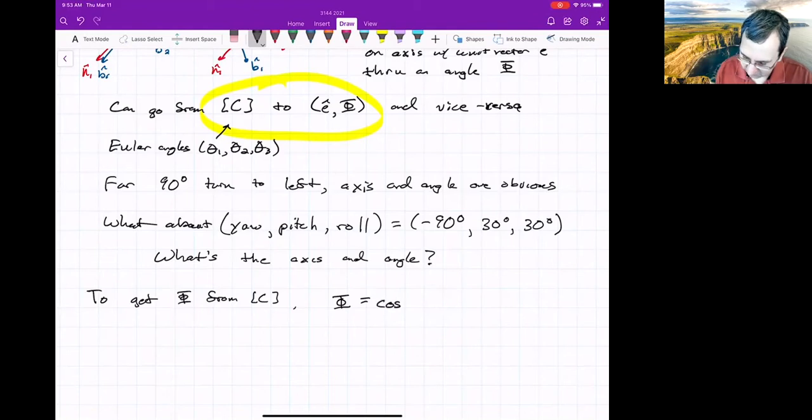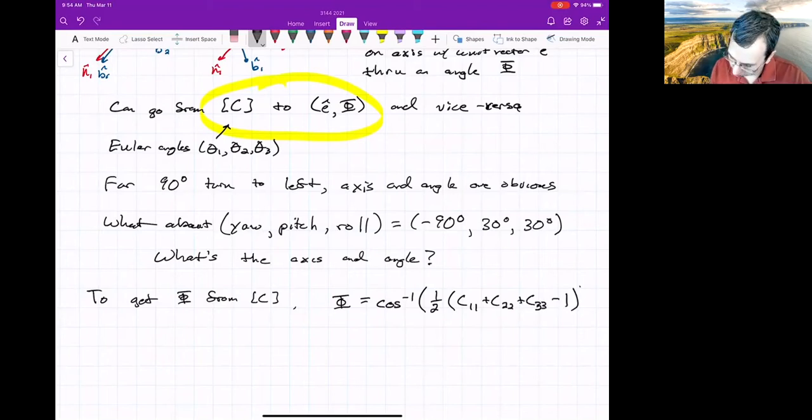I'll write inverse cosine of 1/2, and I'll write it this way in terms of components: C11 plus C22 plus C33 minus 1. And if you notice, what this is is just the trace of that matrix, the sum of the diagonal elements. So if we have C, then we can find out what the angle is. And we need to get the angle first so that we can get the axis, because the angle shows up.